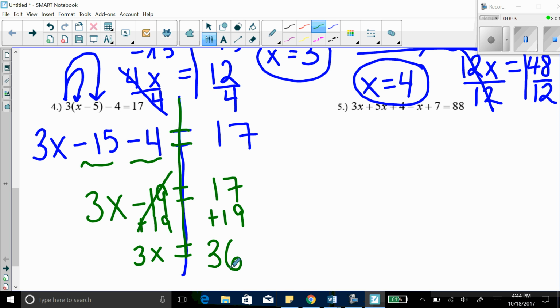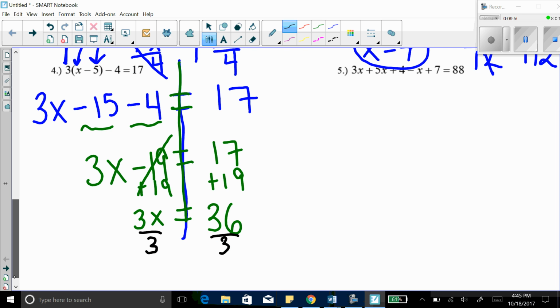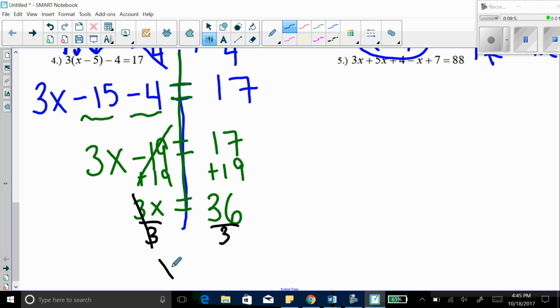Now I know the 3 and the x are being multiplied because there's nothing in between them. There's no plus sign, divide sign, subtraction sign, so I know they're being multiplied. So to undo multiplication, I divide by 3 on both sides. 3's will cancel, and you get x equals 36 divided by 3 is 12. There's my answer. All right, we have one more problem to do, and then you guys are ready for your next step.